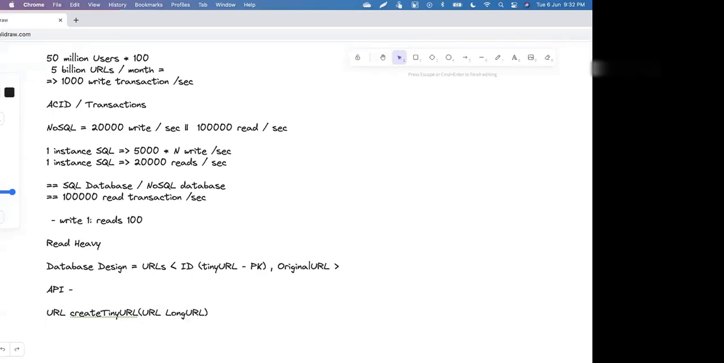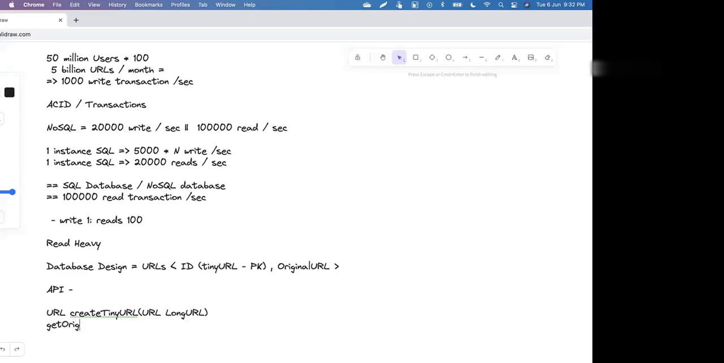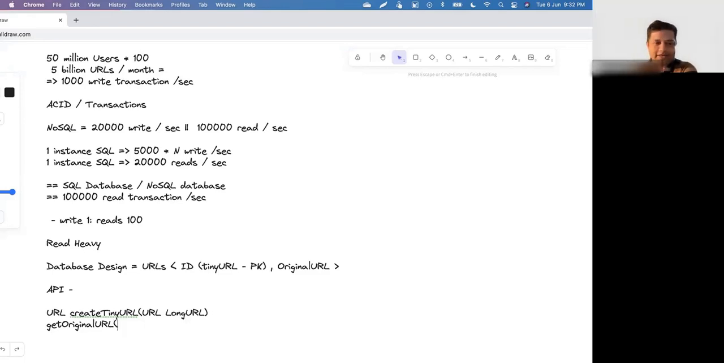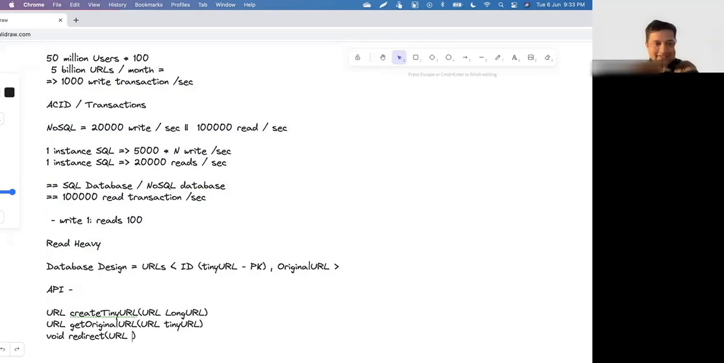How about the other API? Redirect, get. Yes, you can have get original URL. So see, simple. This is how you will have to do. The input is the tiny URL, right? And what it will do, it will redirect to the original URL. Maybe you can have some function which returns the URL, and maybe you can have a redirect function also. Which will be void, because it's actually doing the redirection. So to redirect to the long URL, something like this. Got it?